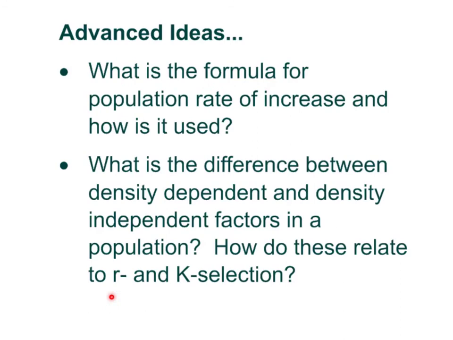Some advanced ideas are right here. Did you know there is a nice mathematical formula for the population rate of increase? You can look into that. How do you use it? What do the different letters in that formula mean? What's the difference between R and K selection? Look into that and how that relates to density dependent and density independent factors in a population.